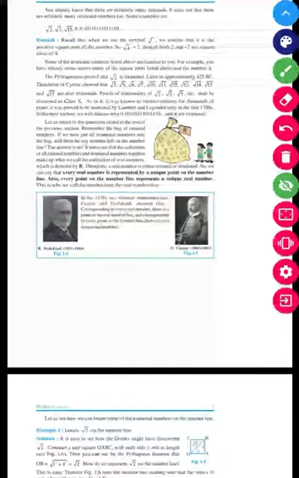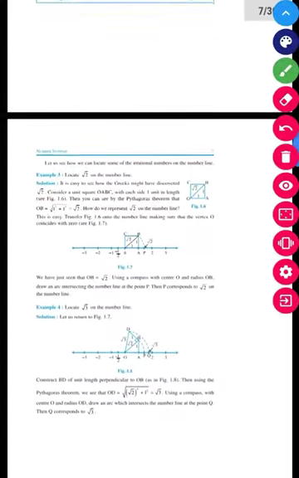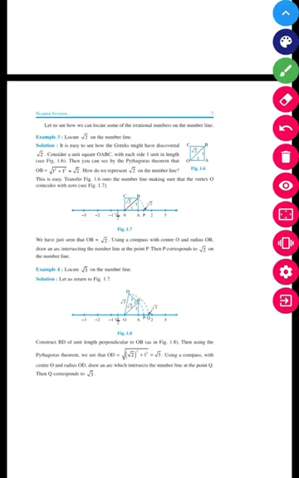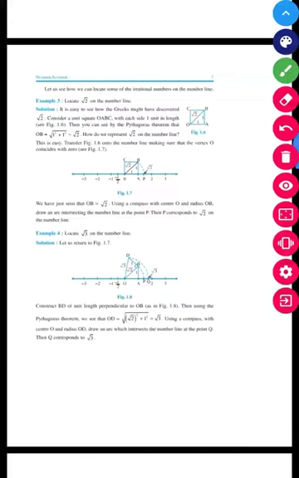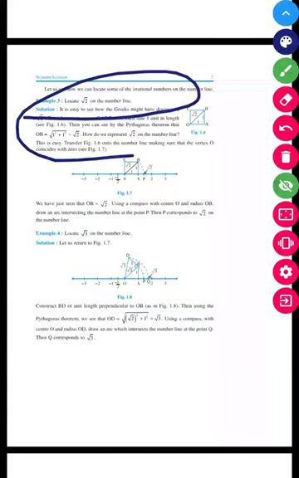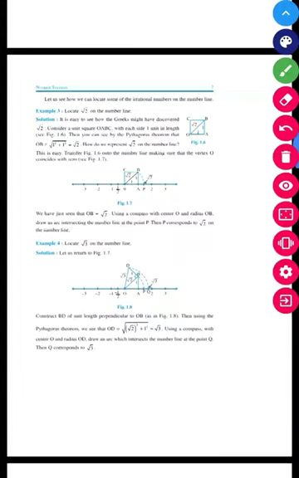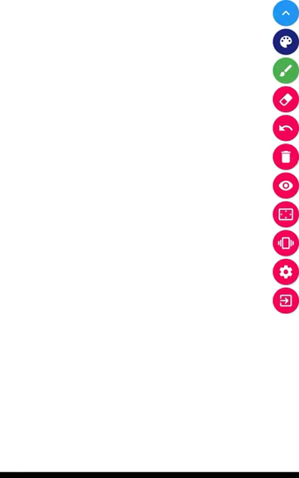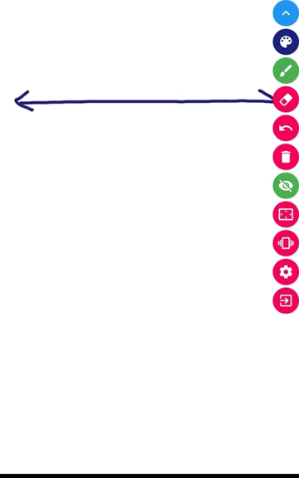Now, the most important part of this exercise is to locate the irrational numbers on the number line. Let's see how we will do that. For example, we have a number line, and I name it like this.